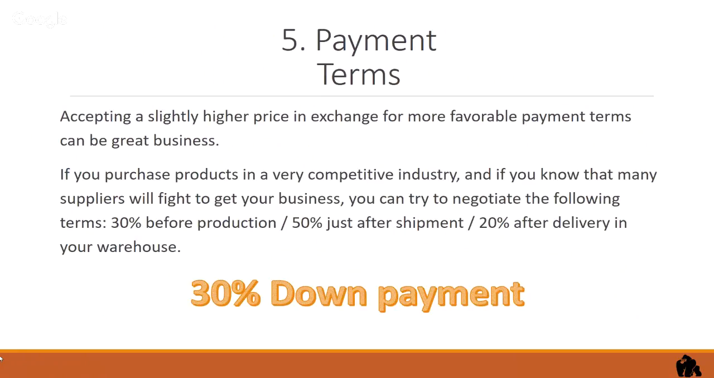Payment terms. Again, a lot of people get worried about this. It's really about 30% down, 50% after shipment, 20% on delivery and warehouse. That's if you're moving up into higher scale, container loads. But to start with, we are always talking about 30% down, then the balance after inspection, not after it's been shipped, after inspection.